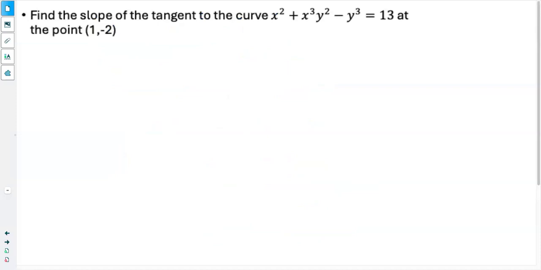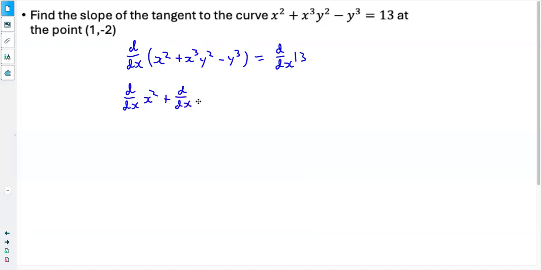Okay, next example. Find the slope of a tangent to the curve x squared plus x cubed y squared minus y cubed equals 13 at the point 1 comma negative 2. So first thing is we're going d over dx of both sides of our equation. So x squared plus x cubed y squared minus y cubed equals d over dx of 13. So essentially we've got d over dx of x squared plus d over dx of x cubed y squared minus d over dx of y cubed equals our derivative of 13, which is 0.